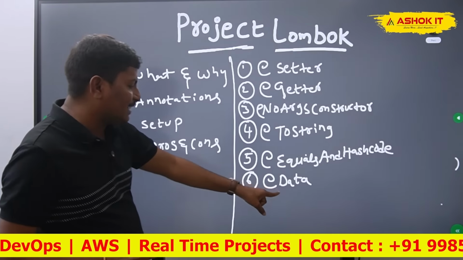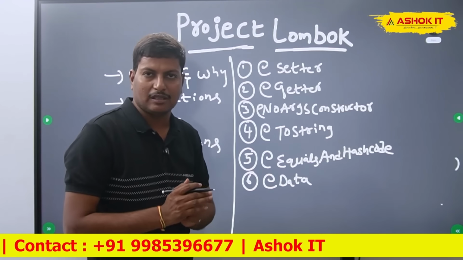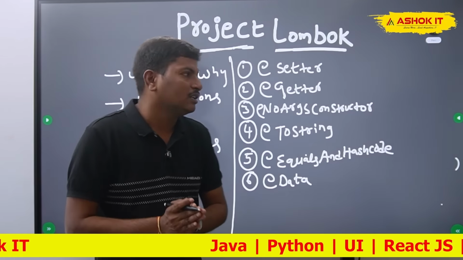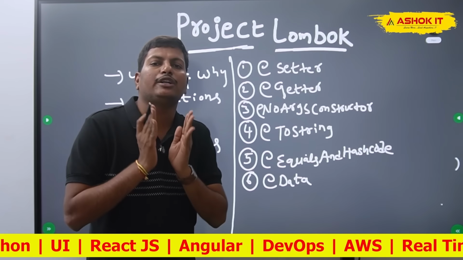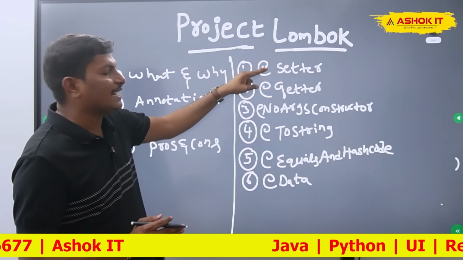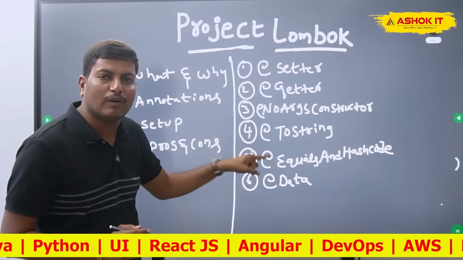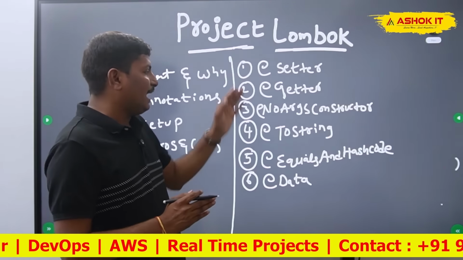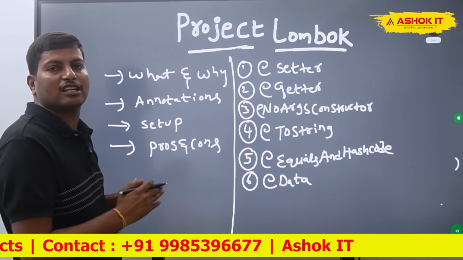So if you write @Data, which is equal to all the above 5 annotations. For example, you want only setter methods for your variables, then use only the @Setter annotation. For example, you want to use only the toString method for your variables, then write only @ToString. If you want setter methods, getter methods, no args constructor, toString method, equals and hashCode methods, then you can go for @Data. Along with these things, Lombok provided few more annotations also.